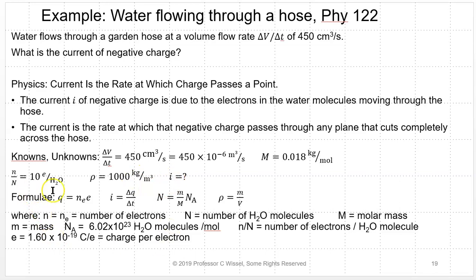What is the current? The formulas are Q equals little n times e, I equals delta Q over delta T, big N equals little m times Na divided by big M, and rho equals M over V, where little n equals Ne, that's the number of electrons, big N is the number of water molecules, big M is the molar mass, little m is the mass, Na is Avogadro's number, written in terms of 6.02 times 10 to the 23rd water molecules per mole. Identify exactly what you're talking about here, or you'll get confused. Little n divided by big N is the number of electrons per water molecule. And little e is the charge on the electrons, 1.60 times 10 to the minus 19 coulombs per electron.